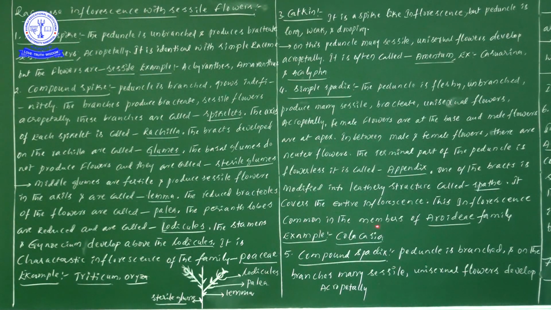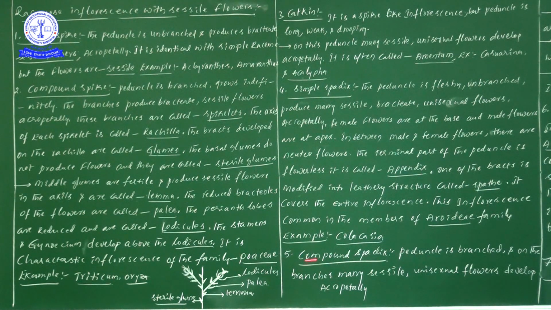This inflorescence is very common in Araceae family members. This particular point is also important. In Araceae family members, this kind of inflorescence can be seen. The best example is Colocasia. So simple spadix, best example Colocasia. Next one, compound spadix.